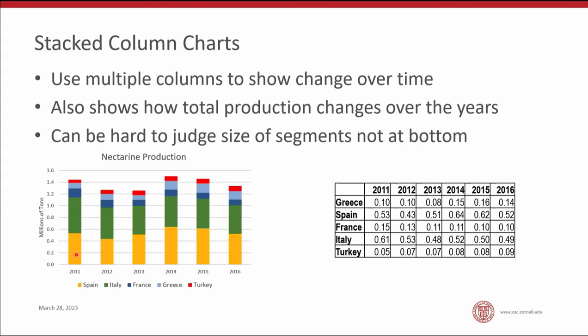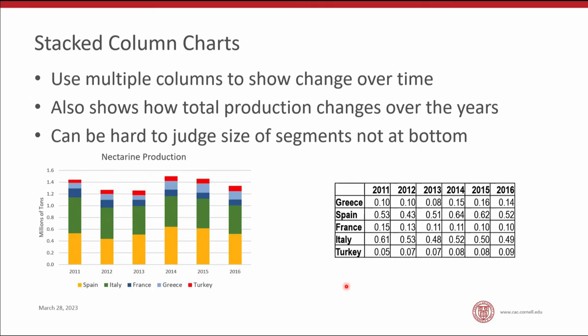So it's easy to see here how the production of nectarines changed in Spain. It's a little less easy to see how it changed in Italy because Italy's standing on top of Spain. That's one downside to this, is that the nice baseline level is only going to be available to one of the chart types. But another positive is that the total of the columns, the stacked columns, lets you see the overall pattern for this group.